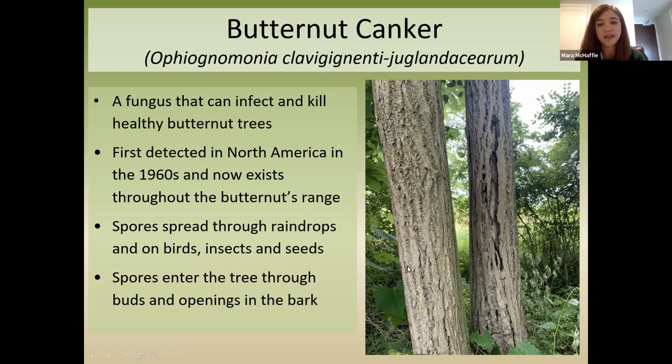of the butternut tree. And it produces these spores that can spread from tree to tree through raindrops and on birds and insects and seeds that might be moving around. And once it gets to a new tree, it can enter through little openings in the bark and also through the buds of the tree. And once it's in there, it can then spread throughout the inner tissues of the tree. Next slide.